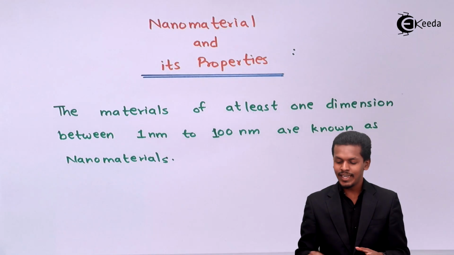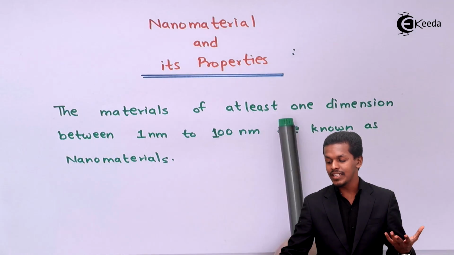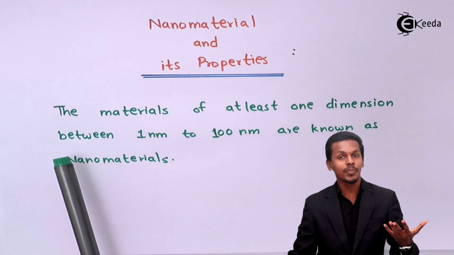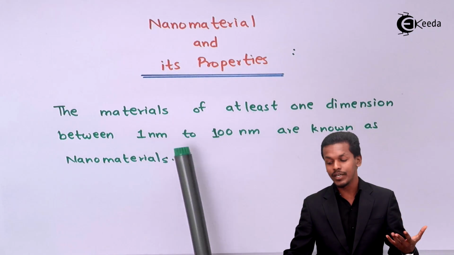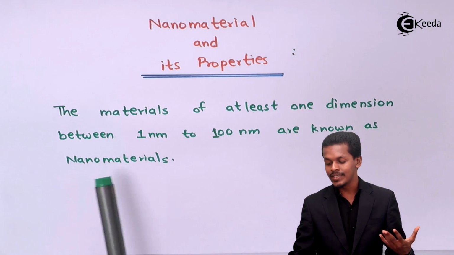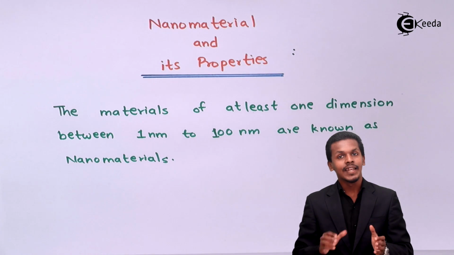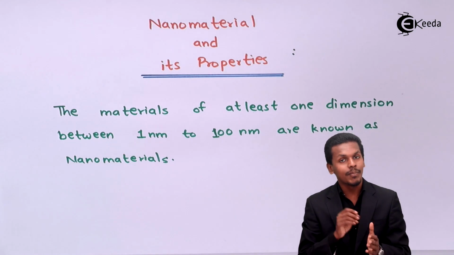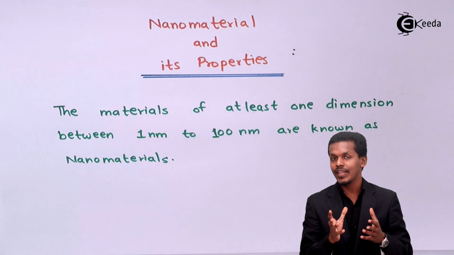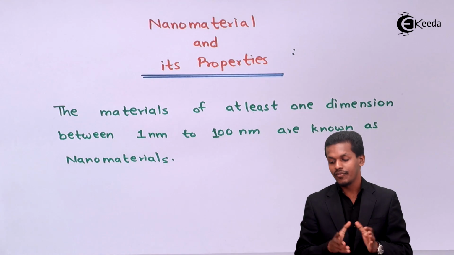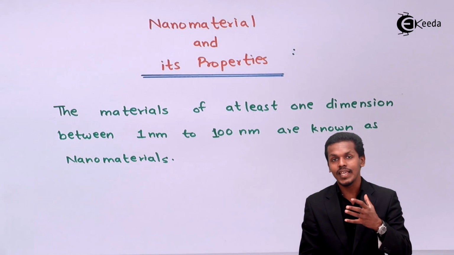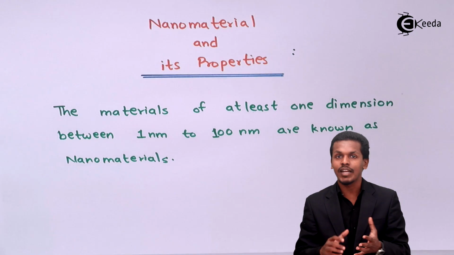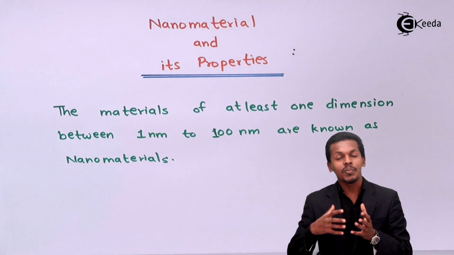So talking about nanomaterial, materials of at least one dimension in the range of 1 nanometer to 10 raised to 2, or we could say 1 nanometer to 100 nanometer, are known as nanomaterials. And these nanomaterials are basically very minute particles, or very minute materials, with a range from 1 nanometer to 100 nanometer, and because of which we could say that there would be different properties compared to the material present in bulk.